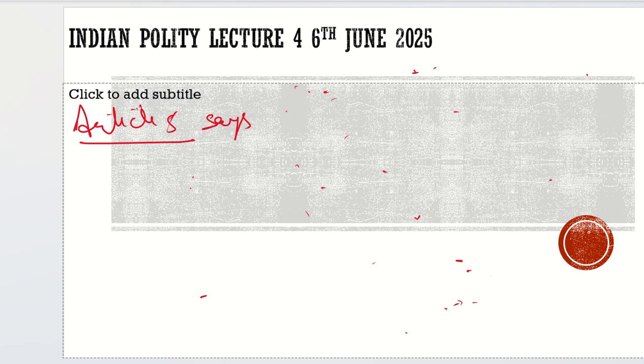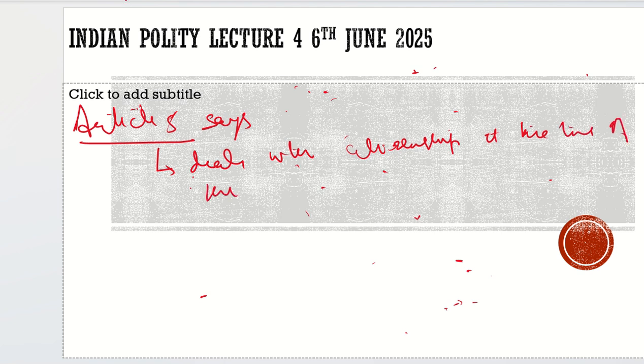Article 5, to be more precise, deals with citizenship at the time of the commencement of the constitution, who are going to be the citizens of India. So let us see who are going to be the citizens of India under Article 5. Let's highlight that there are three different ways in which it was defined.